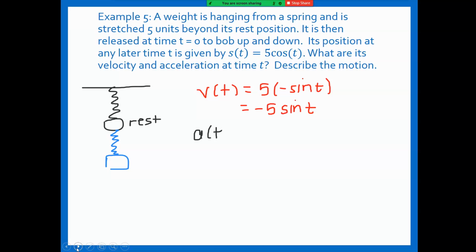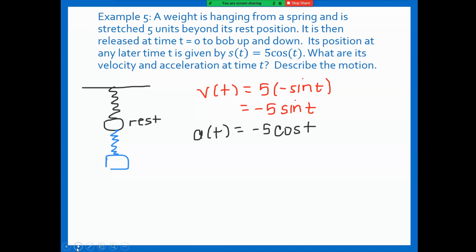And our acceleration would be negative 5 times the derivative of sine, which is cosine. So acceleration would be negative 5 cosine t. So there's my velocity, there's my acceleration.